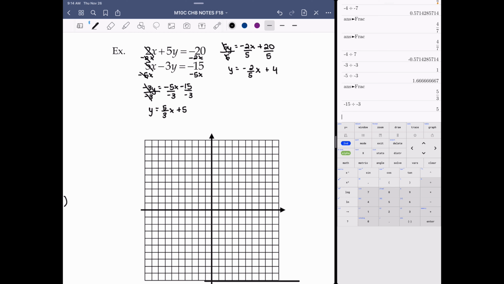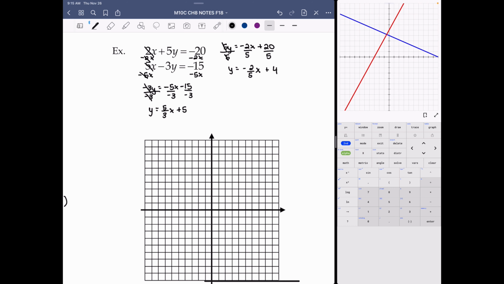Go to y equals or menu graph for Casio's, clear whatever you have or delete it on a Casio, and then enter our equations. So if you can enter a fraction, then do that. -2/5, move out of the fraction and then put your x, then +4, enter. If you can't enter a fraction, you do bracket 5 divide 3, close bracket, then your x, and then +5.